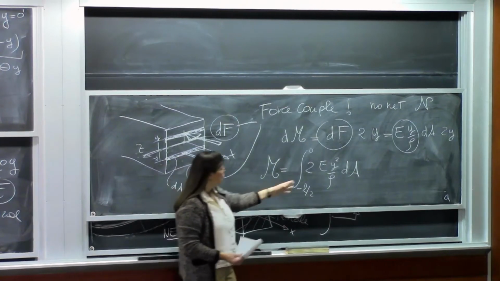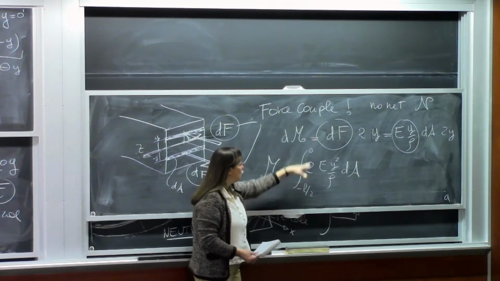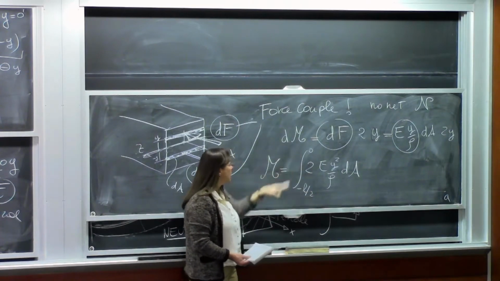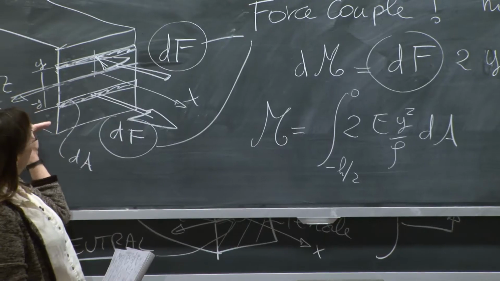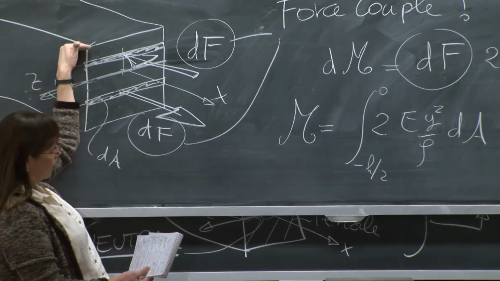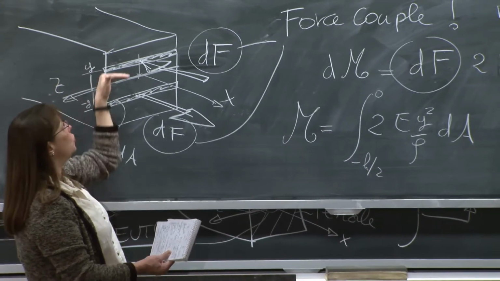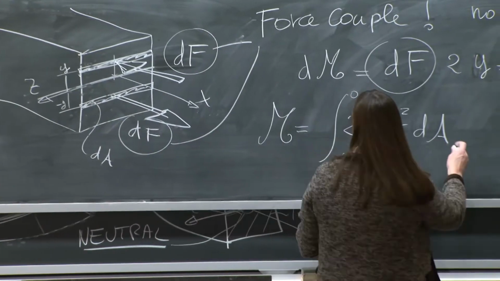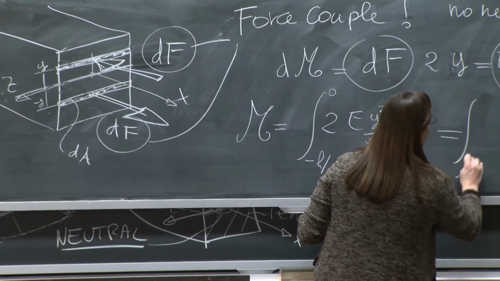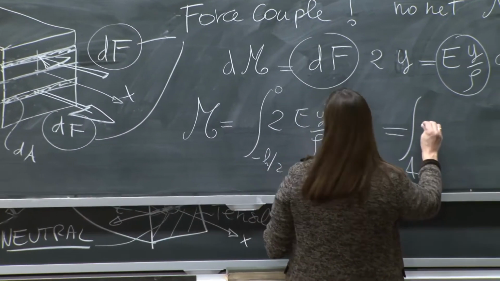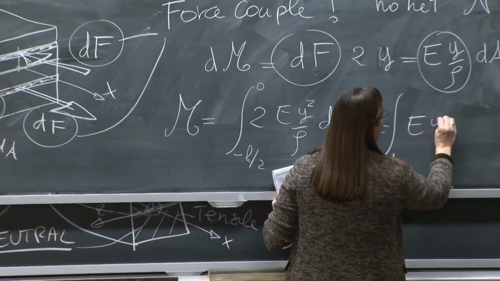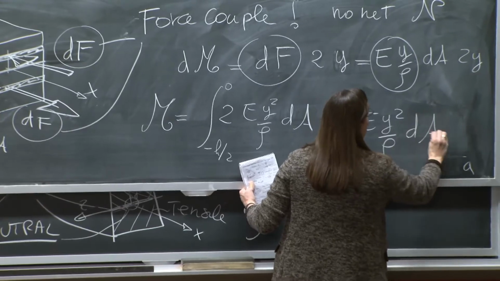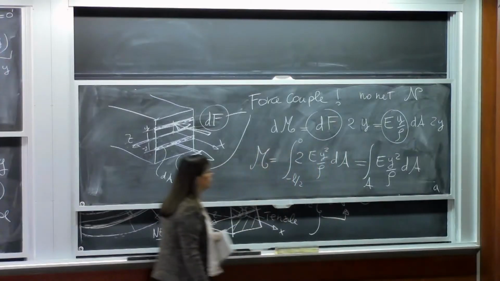Well, instead of doing minus h over 2 to 0 with a 2 factor, because everything is symmetric, I can simply do from minus h over 2 to h over 2 without the 2, which really means I'm integrating over the area. So this becomes the integral over the area of E y squared over rho dA. Kaboom!